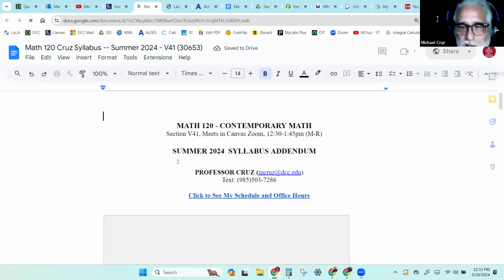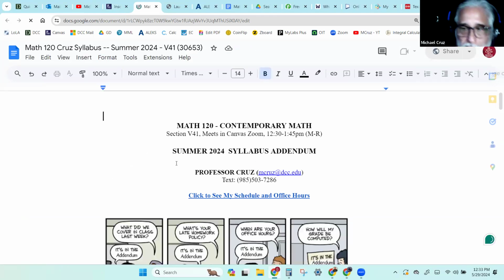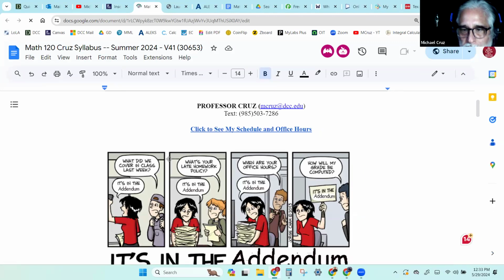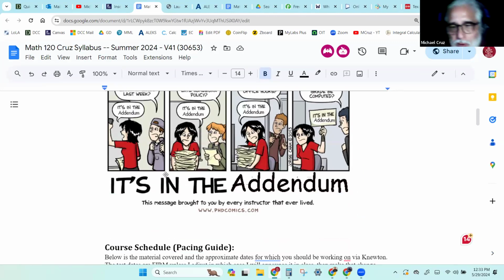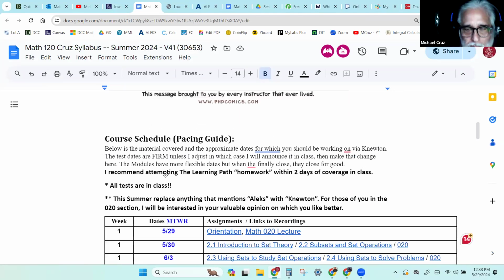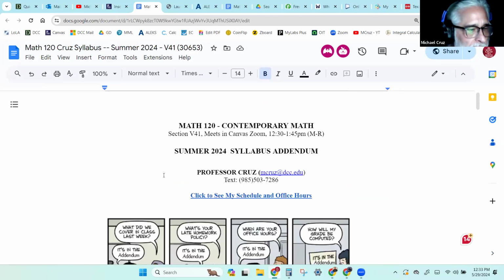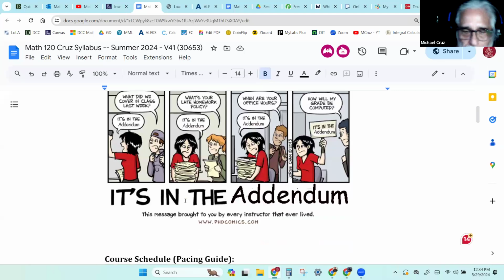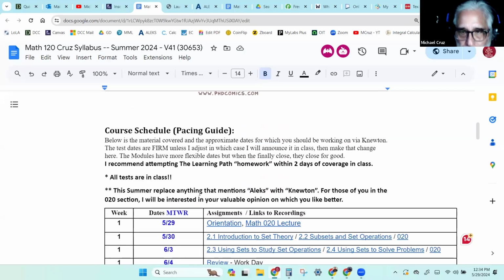So this is the credit bearing class. This is the one you want to put all your focus into. The O2O is there to help support you in doing well in this class. And this is where all the important stuff is at. Again, it's like a contract: anything that we do in the class is explained in here, on how we do it.